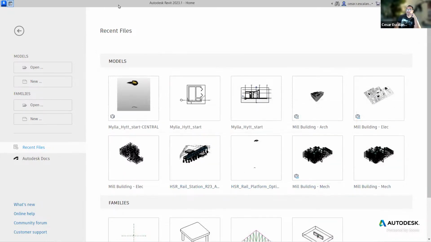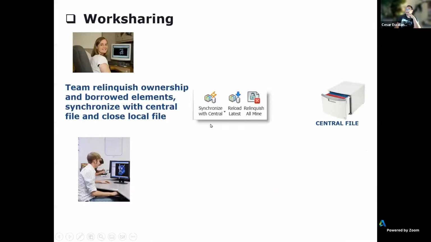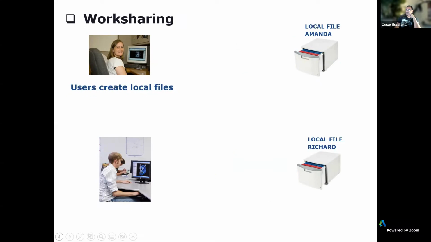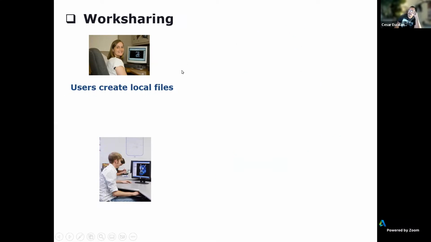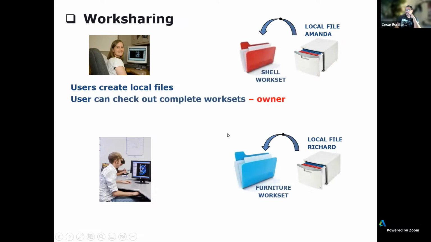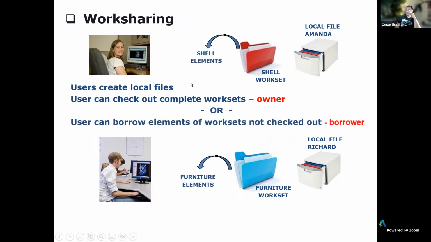And now let's talk a little bit about the perspective from the user. The users are now ready to create a local file, and they're going to navigate to the location of the central file and select what worksets to work in. Two users can work in the same worksets. They can be borrowers, but I really don't recommend becoming an owner.